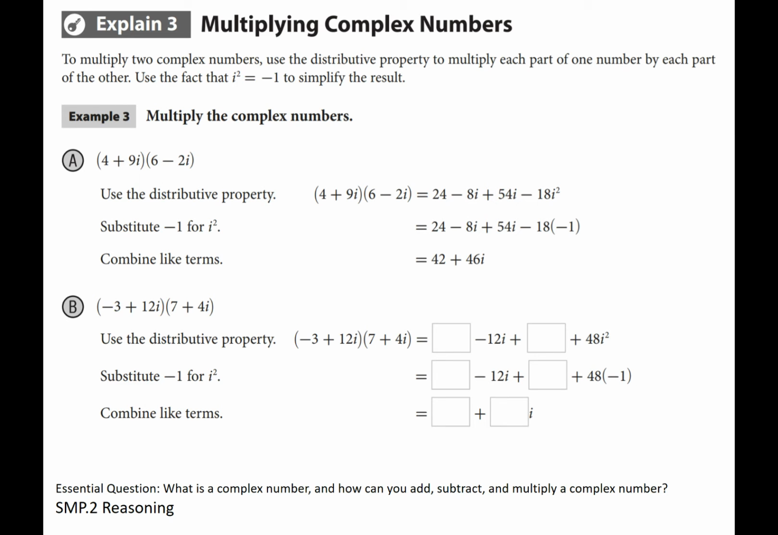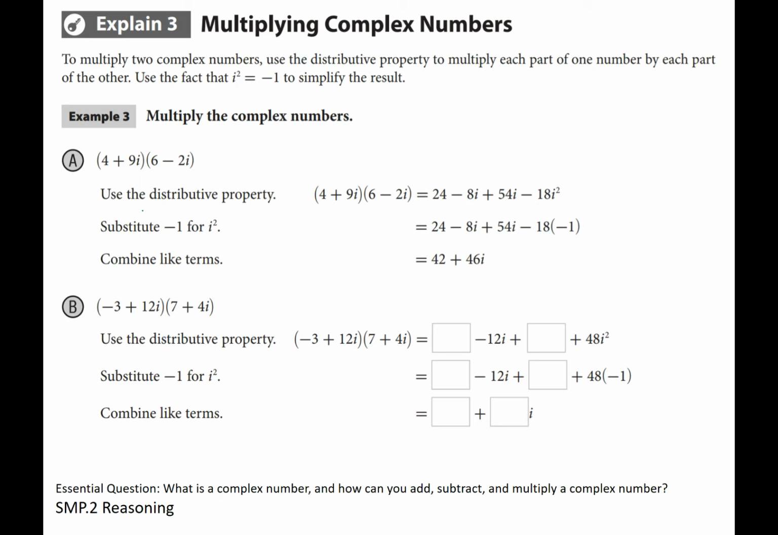Okay, today we're going to continue looking at complex numbers, and we're going to start with multiplication. So to multiply two complex numbers, use the distributive property to multiply each part of one number by each part of the other. We're also going to use the fact that i squared equals -1 to simplify the result.